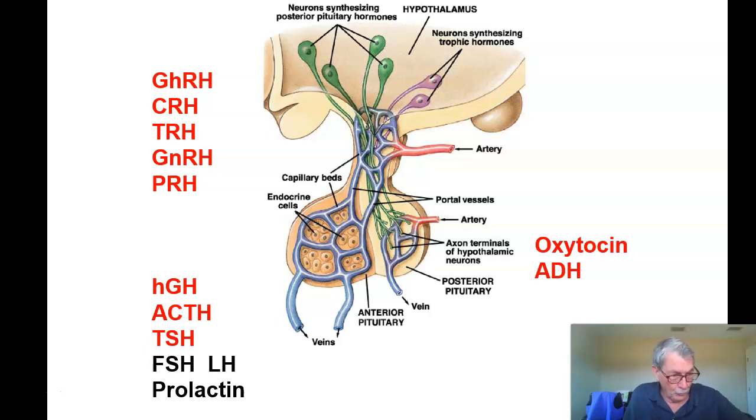We have these releasing hormones. They cause you to release these guys. And then we got two guys coming out of the back. That'll get you a long way toward understanding these first rounds of hormones.